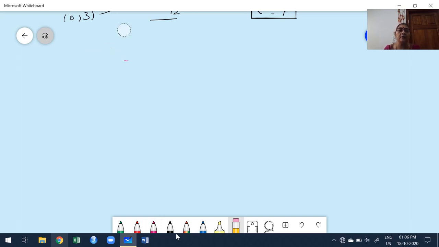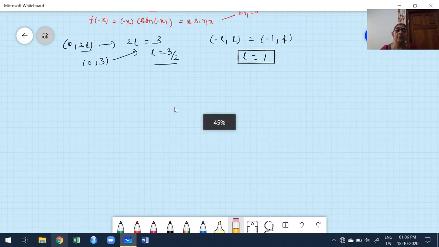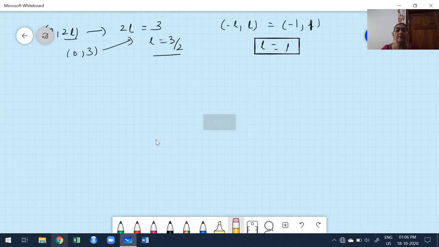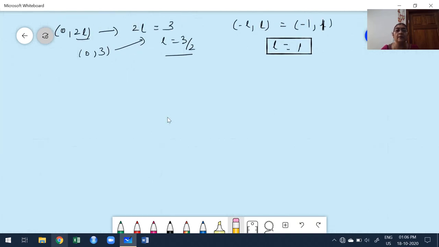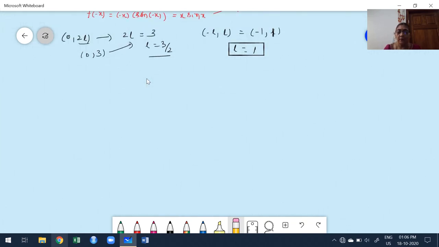In the beginning we consider the interval a comma a plus 2L. I am recalling once again the formula for the Fourier series, the entire thing we discussed in the last class and the present class. Now, what is the general formula for the Fourier series? Suppose f of x is defined over an interval a comma a plus 2L. What is the Fourier series formula here?